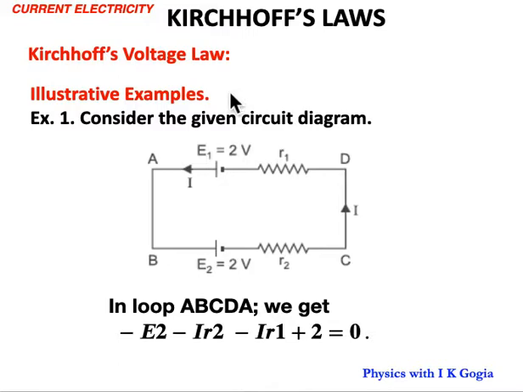To illustrate the voltage law, let us consider two examples. Example 1, we are given a circuit where we have two batteries. Resistances R1 and R2 are also marked in the diagram. In loop A, B, C, D, A, if you move along AB, there is no resistance. If you move in this direction, you come across the cell and you are moving from positive to negative terminal.